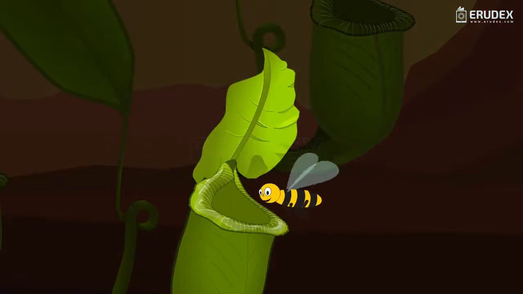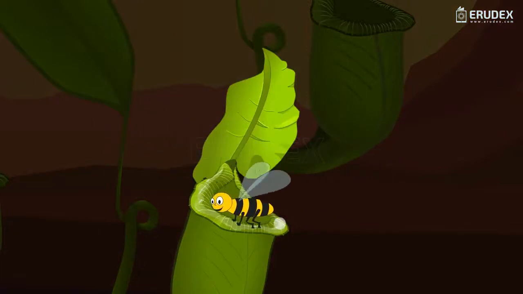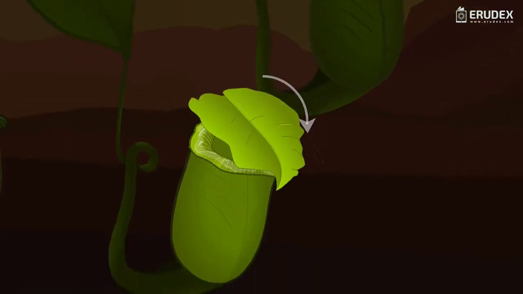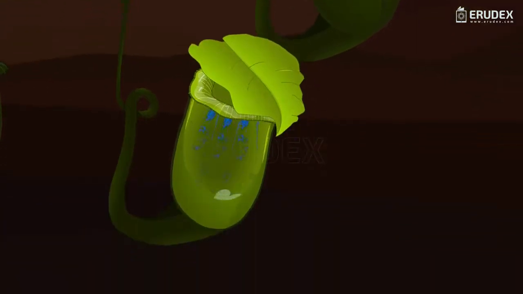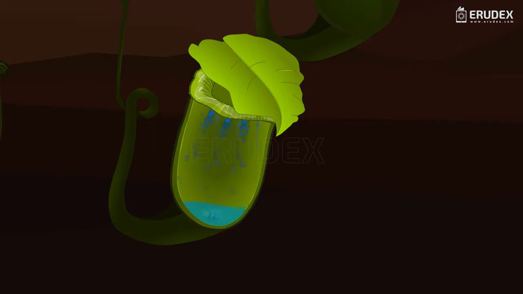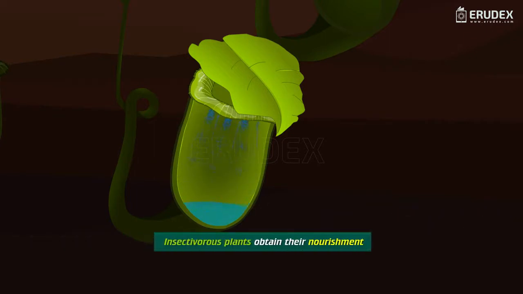As the insect comes and sits on this secretion, it gets entangled by hairy structures and immediately the lid of the pitcher gets closed. The inner lining of the pitcher secretes a lot of digestive juices to digest the insect. In this way, insectivorous plants obtain their nourishment.